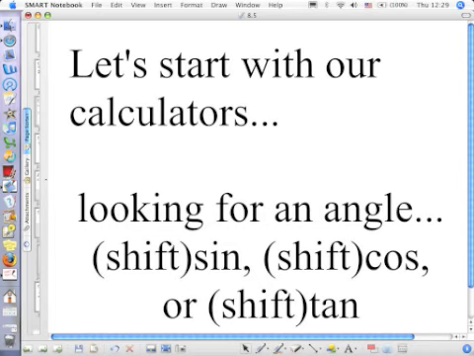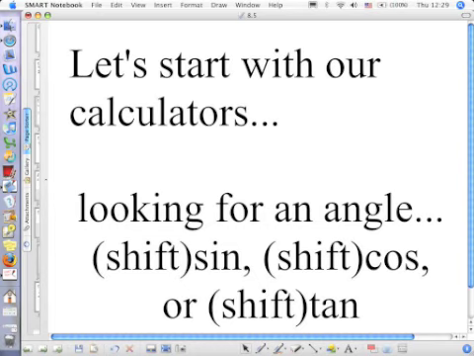Look on the calculator that you have and see if there is an actual button that says SIN, COS, and TAN. If you do not have that as an actual button, raise your hand.